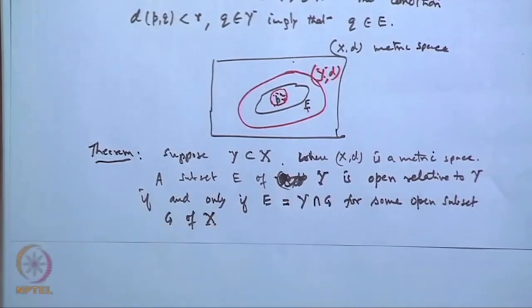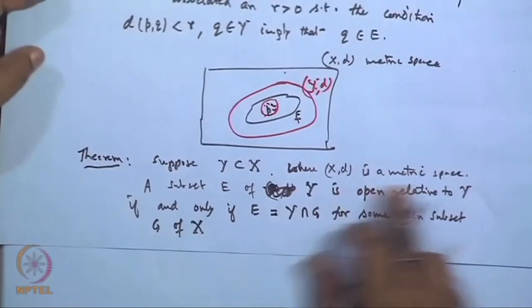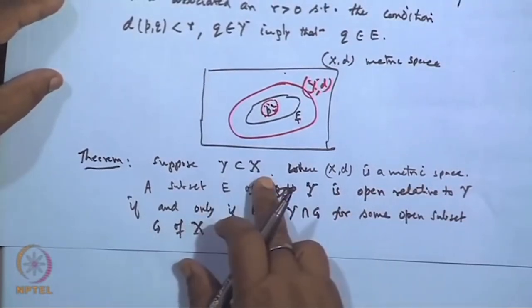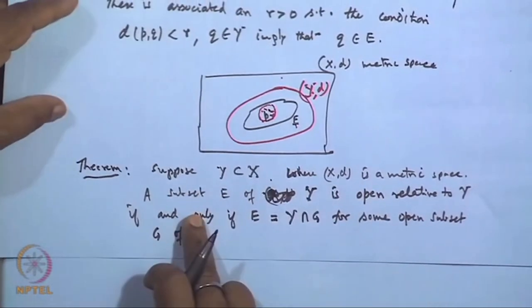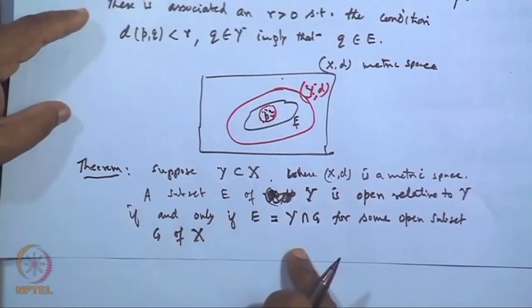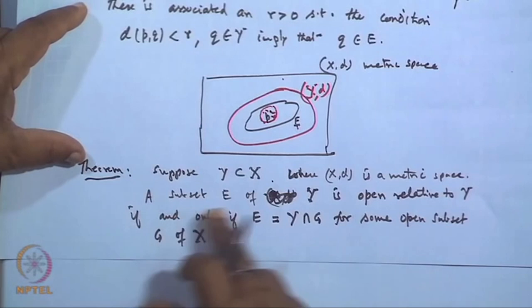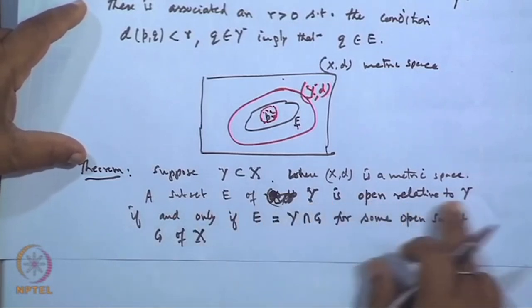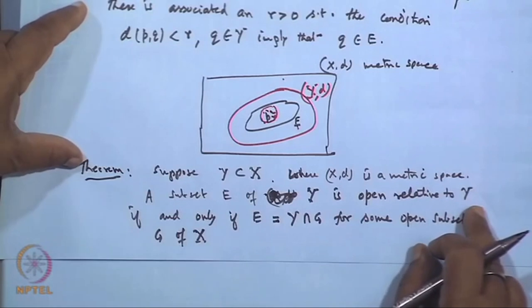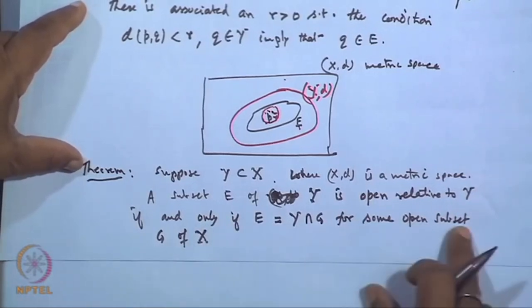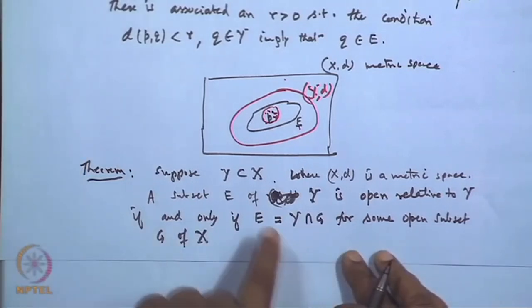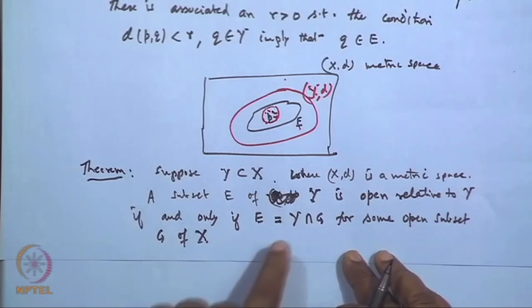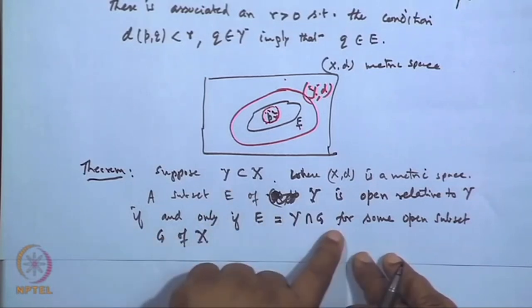So, what this result says is, let (X, d) be a metric space and Y a non-empty subset of X. So Y under the same metric d will also be a metric space. Suppose E is a subset of Y. Then we say E will be open with respect to Y, or relative to Y, if E can be expressed in this form for some open set G of X, if and only if. That is, if E is of this form, then E will be an open subset of Y, and if E is open, then it can be expressed in this form. So vice versa. Let's see the proof of this.